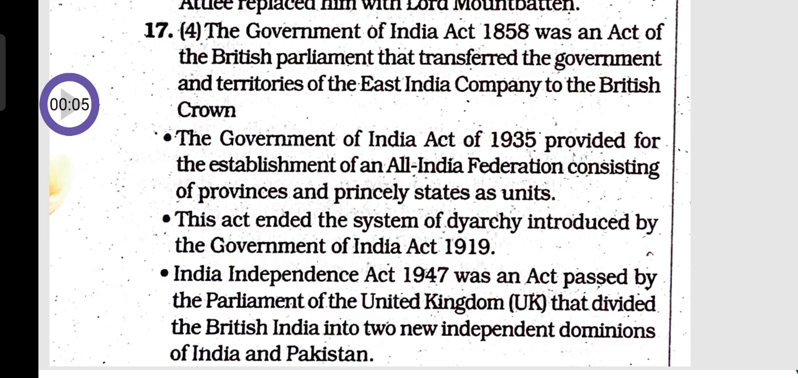The India Independence Act 1947 was an act passed by the Parliament of the United Kingdom that divided British India into two new independent dominions of India and Pakistan.